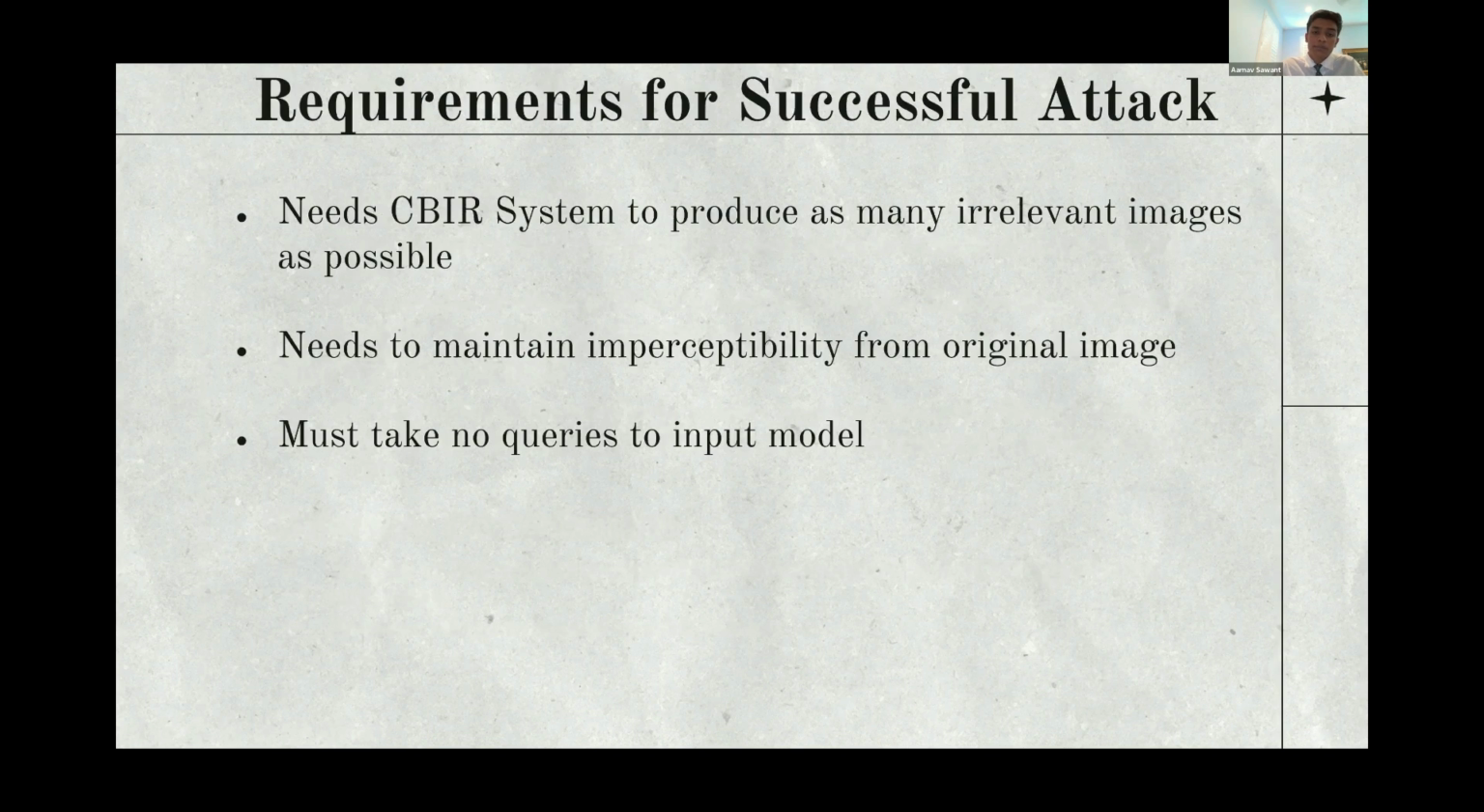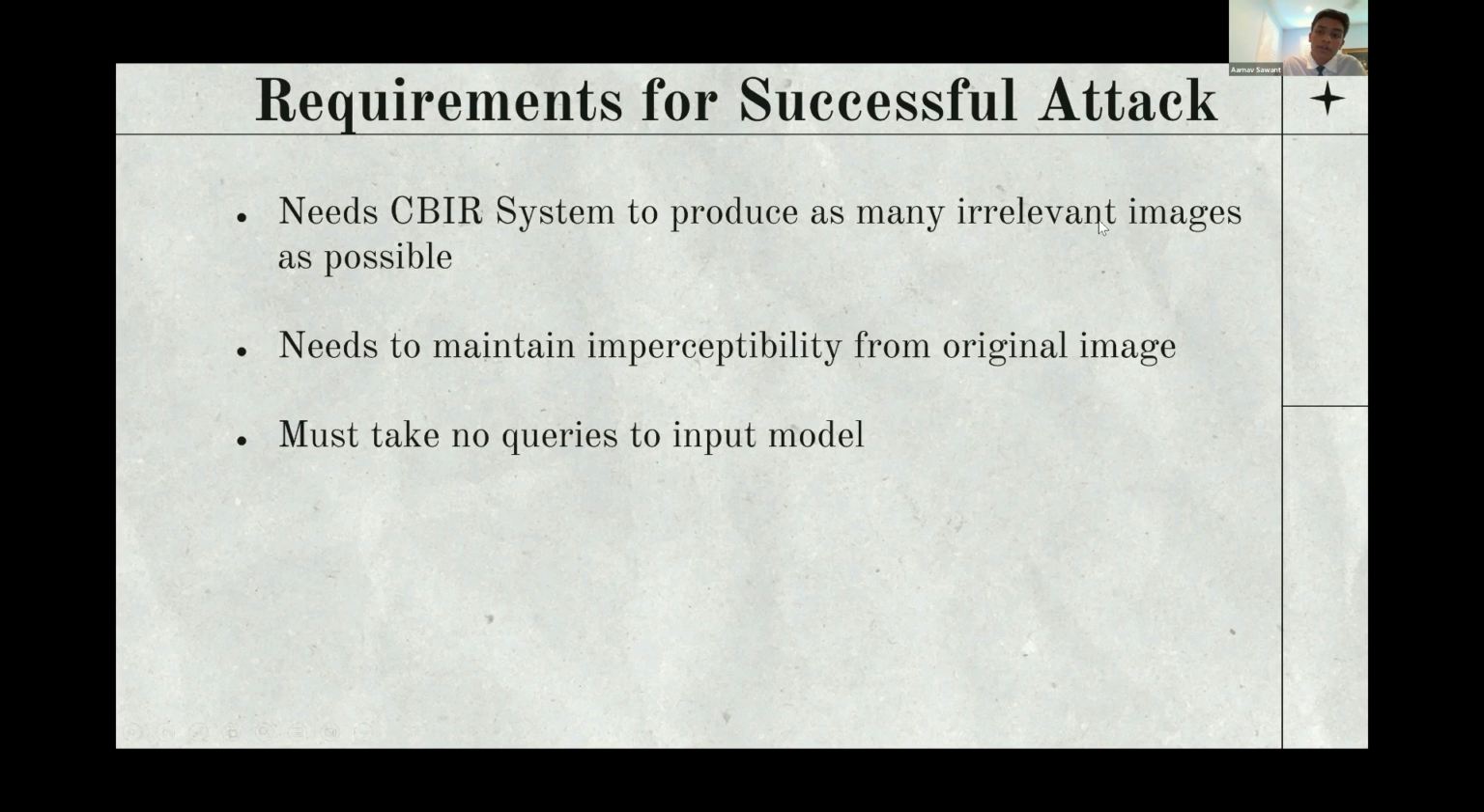So now we can formulate the problem of adversarial attack for image retrieval. We first set 3 requirements for a successful attack. The first requirement is that the CBIR system needs to produce as many irrelevant images as possible. The reason for this is obviously, in the case of digital rights management, we want to have as many different and irrelevant images so that there's less potential for detection of plagiarism.